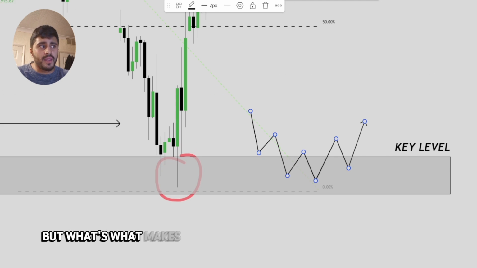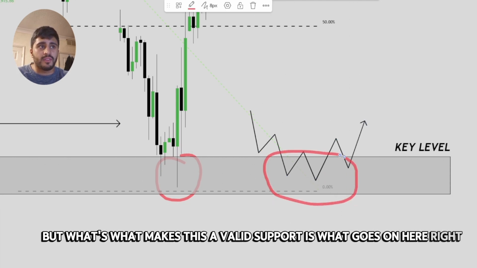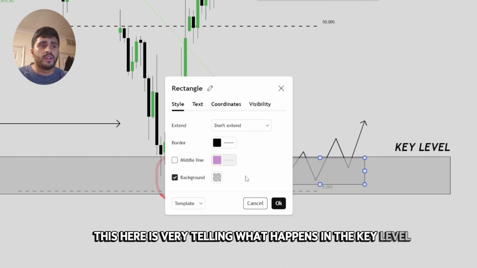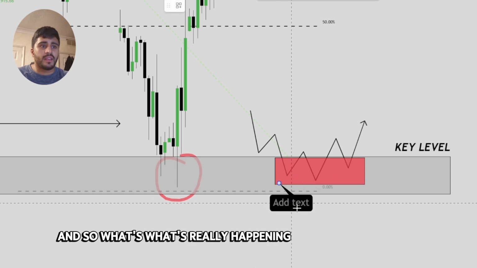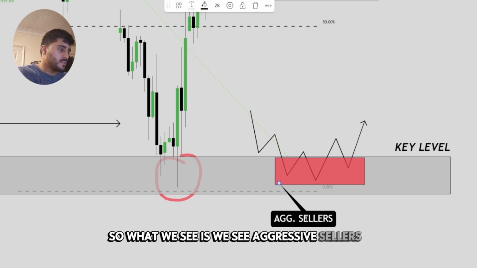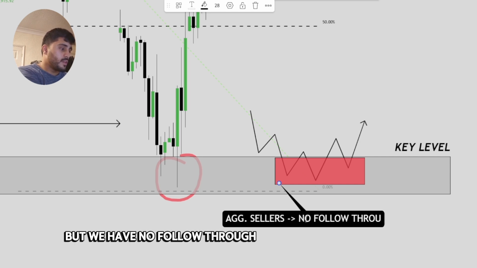But what makes this a valid support is what goes on here, right? This here is very telling: what happens in the key level. So I'm going to label that in red. And so what's really happening here is quite interesting. We see aggressive sellers, right? But we have no follow through. And so what do I mean by that?